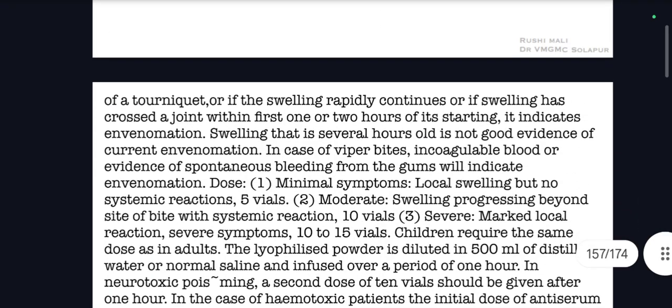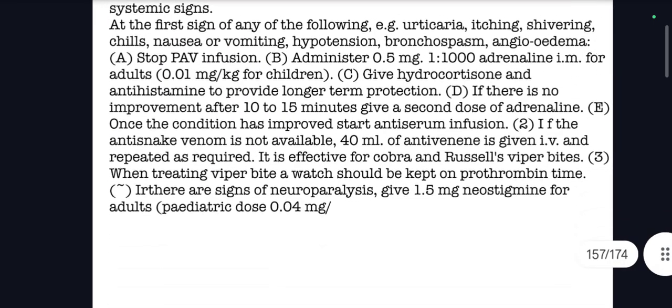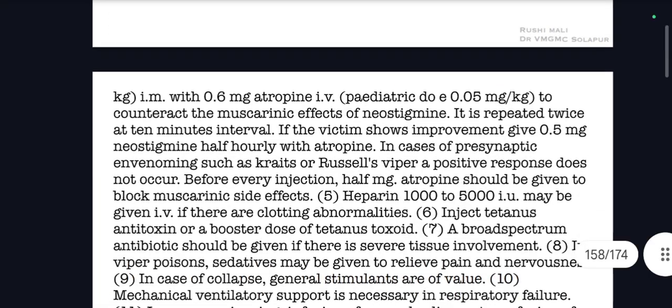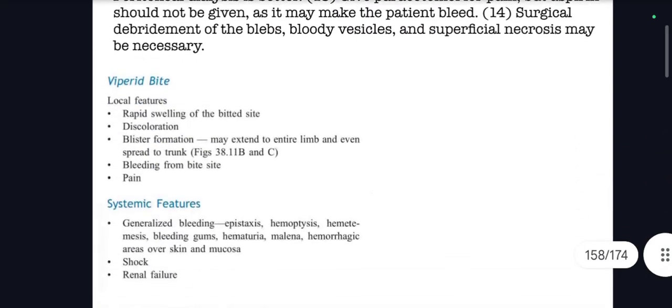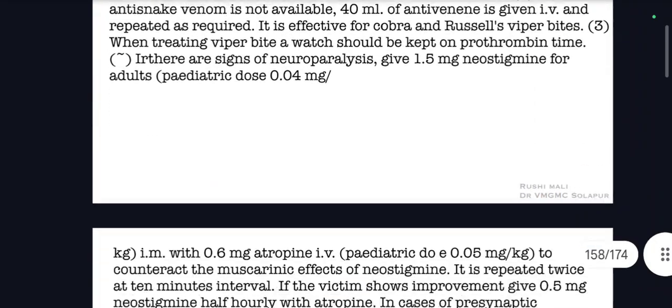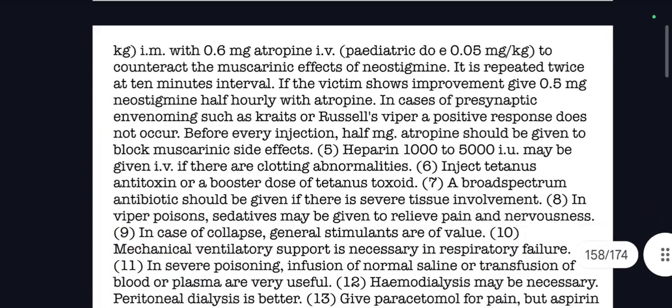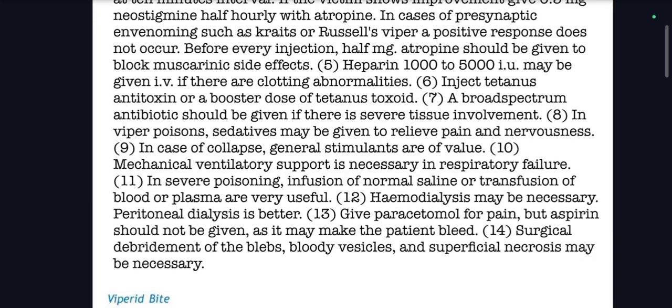Then minimal, moderate, severe, we learnt about it, and lyophilized powder should be diluted in 500 ml of distilled water or normal saline. So this was about your snake bite. These points are quite lengthy, but I'll just read it very superficially. Then fifth point is you can give heparin 1000 to 5000 IU. It may be IV if there are clotting abnormalities, then you should inject the tetanus antitoxin.